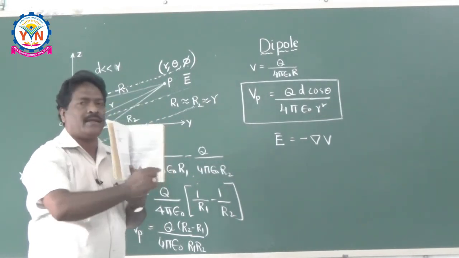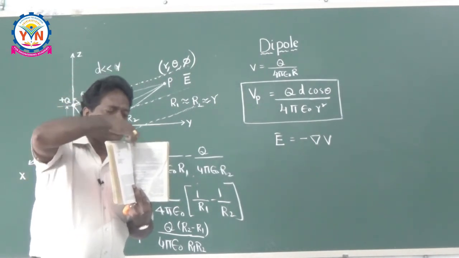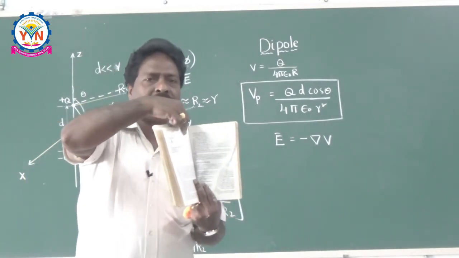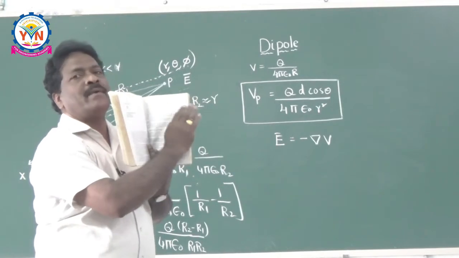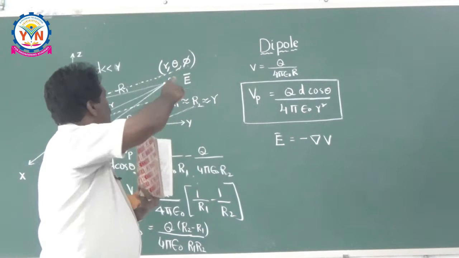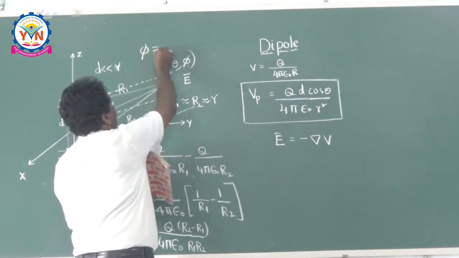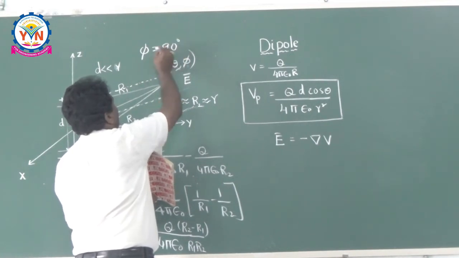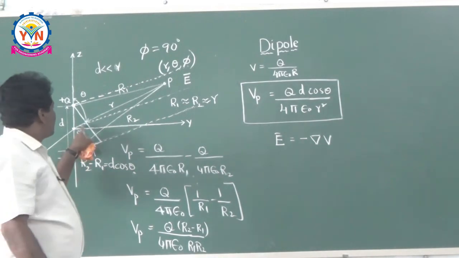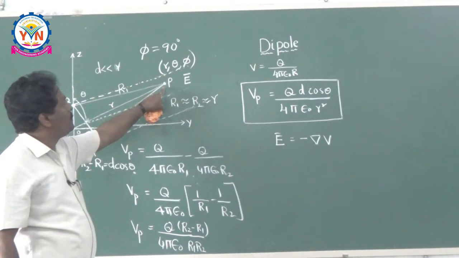This is nothing but phi. In the cylindrical coordinate system, as I already told you, this is the angle phi. This angle phi is equal to 90 degrees here. That means I am drawing this figure on this plane, the 90 degrees plane. That is the reason I am telling you phi is equal to 90 degrees plane. And R is nothing but the distance from the origin, the dipole origin, to the point P here.